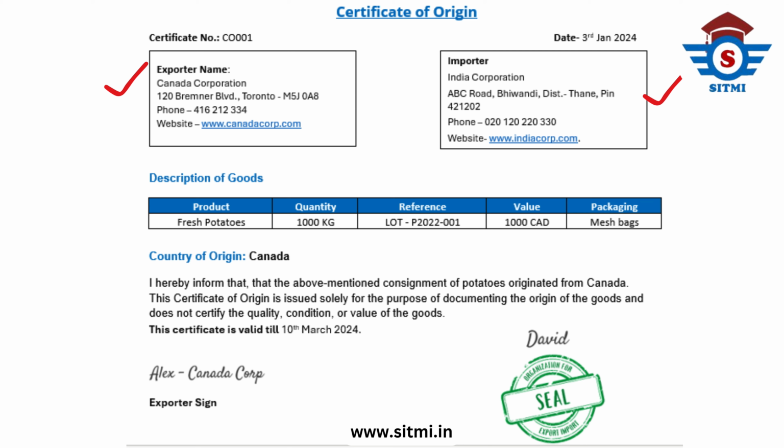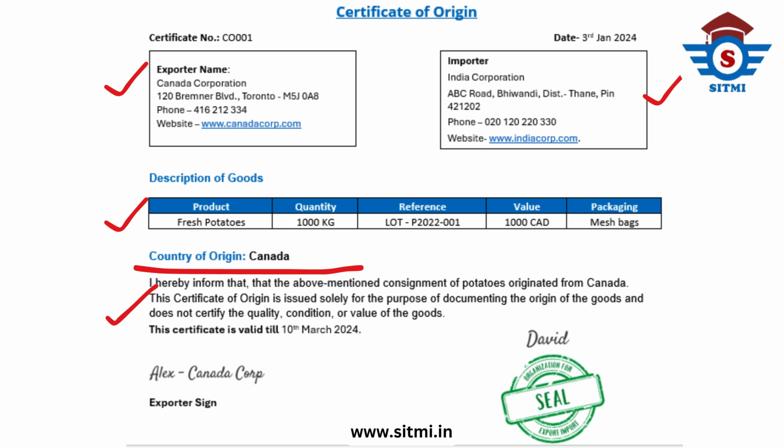This helps identify the party receiving the goods in the importing country. Thirdly, the description of goods. A detailed description of the goods being exported is provided in the Certificate of Origin. This includes information such as the product name, quantity, value, and other relevant details. Fourthly, country of origin information. The Certificate of Origin specifies the country in which the goods were produced, manufactured, or processed. This is the primary purpose of the certificate and is crucial for determining tariff rates and trade preferences.